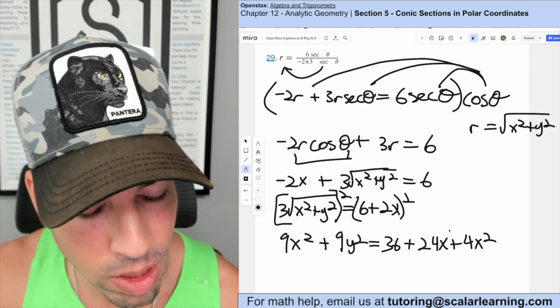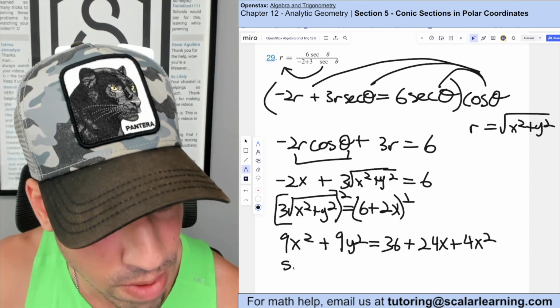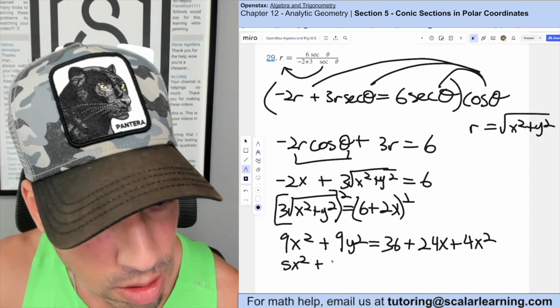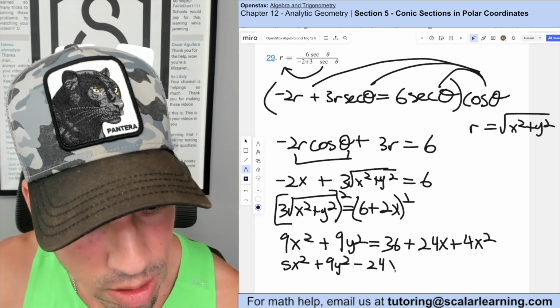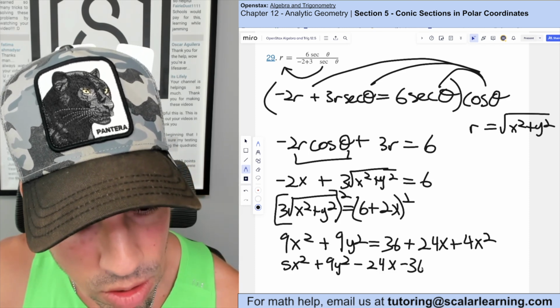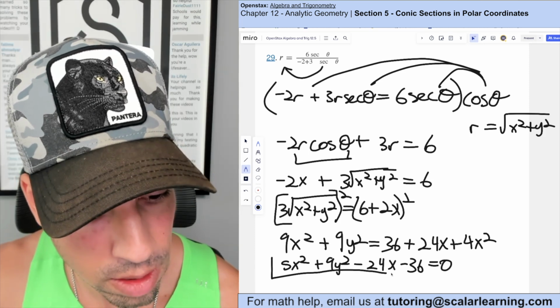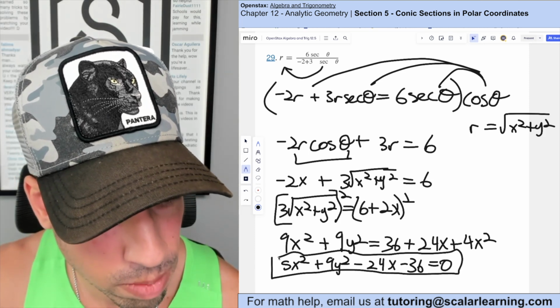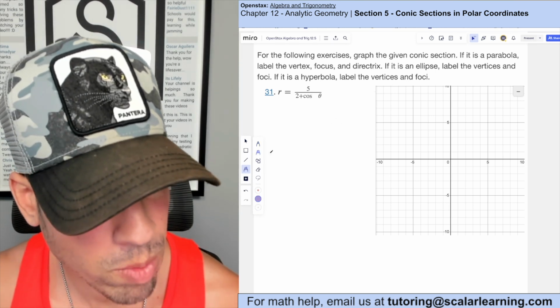Okay, now we're going to bring everything to the left side to finish this off. So minus 4x squared, 9 minus 4 is 5x squared, plus 9y squared. Then we're going to subtract that 24x and subtract that 36. So the only thing that's left on the right-hand side is 0. And that is how you do it. Boom, done.